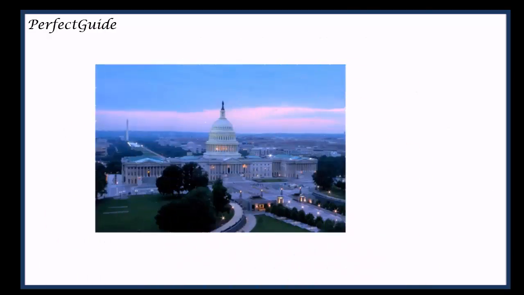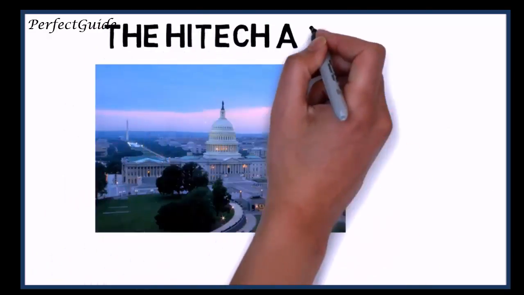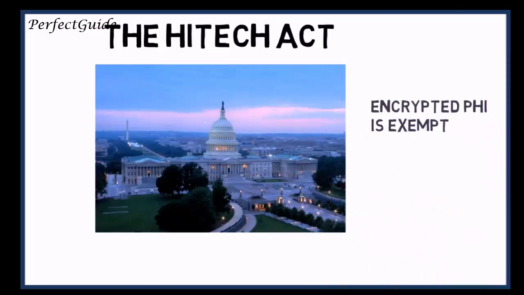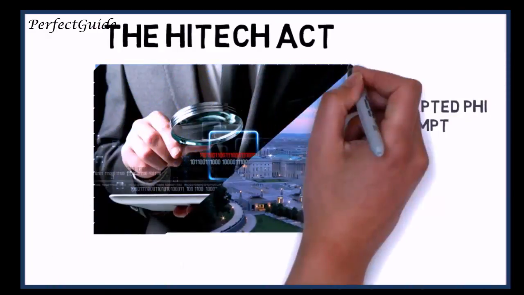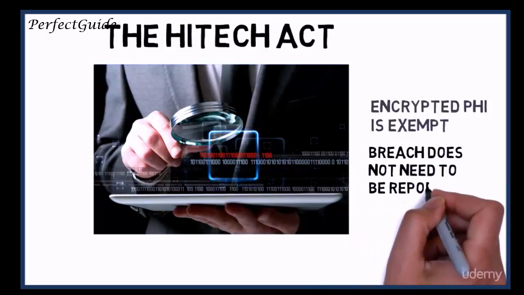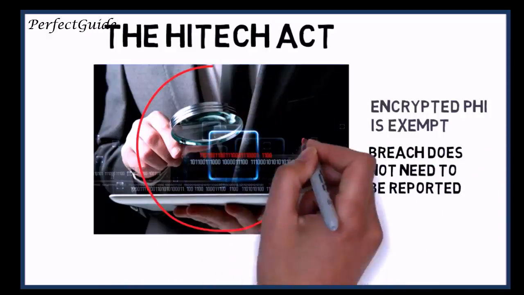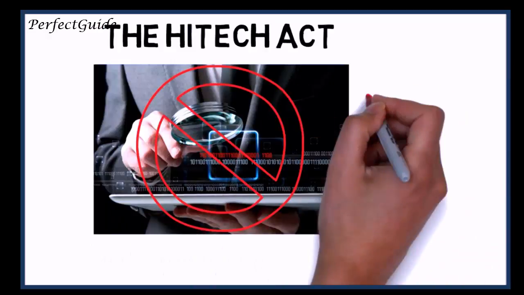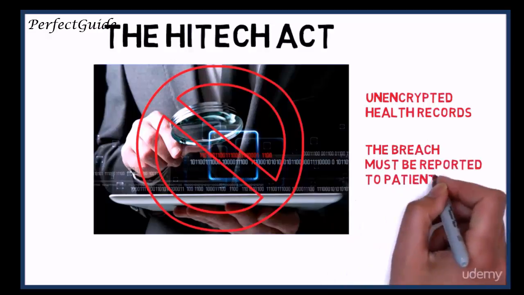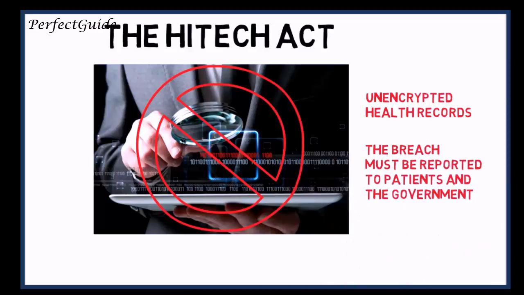In addition, the HITECH Act of 2009, which enacted many changes to HIPAA, specifically exempts encrypted data from breach notification requirements. As a result, a lost laptop or stolen desktop computer that contains thousands of encrypted health records does not need to be reported to patients or to the government. If the same hardware contains thousands of unencrypted health records, the breach must be reported to patients and to the government, and the provider may face thousands or even millions of dollars in fines.